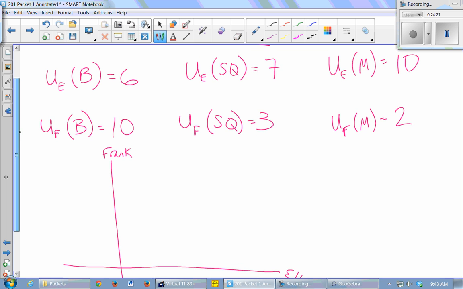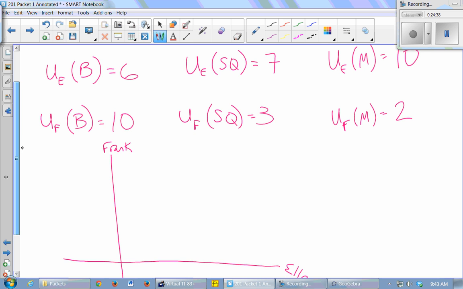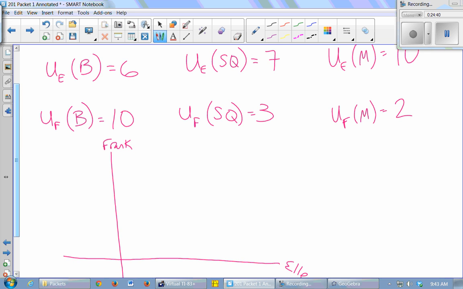Is that the case here? No. Those points, 6, 10, 7, 3, and 10, 2, do not lie on the same line. So we can't just say, oh, they have the same feelings, we'll go wherever they both agree to go. So these are not the same because those points don't lie on the same line. Some points equivalent to Ellen's 6, 7, and 10, like I said, would be 60, 70, 100. 0, 1, 4 would be equivalent because I subtracted 6 from all of them.